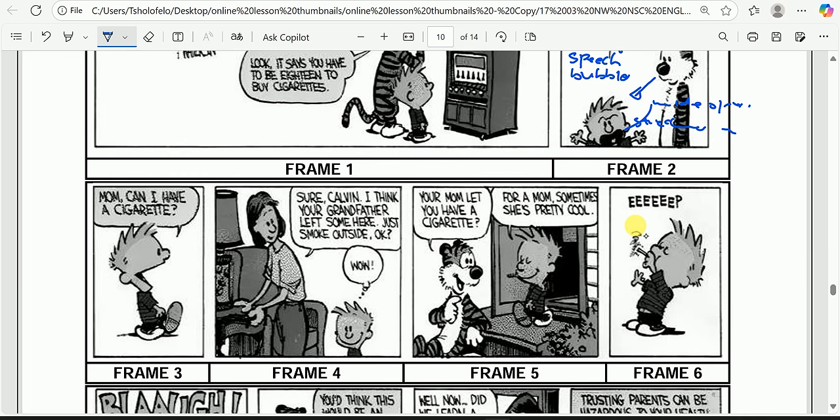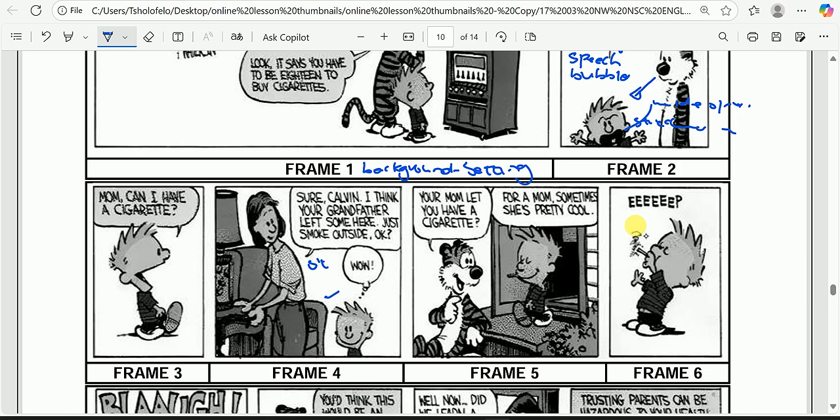Then we move along. Mom, can I have a cigarette? The mom says, sure, Calvin. I think your grandfather left some here. Just smoke outside, okay? And then what I also nearly forgot is to also check the background. Background, it means where setting, where action is taking place. Like here you have a couch, we have a lamp. That means that this is in a sitting room. It means it's inside the house.